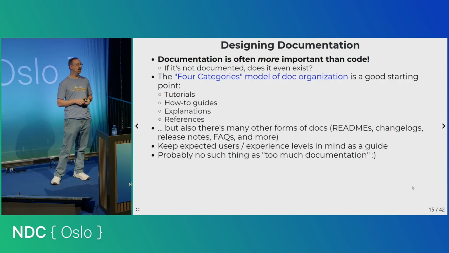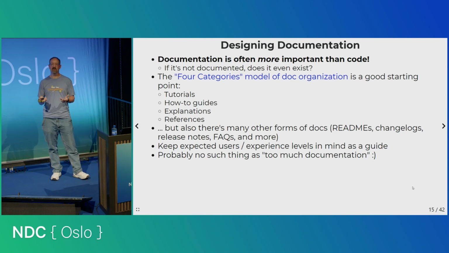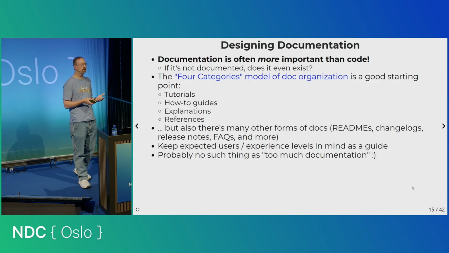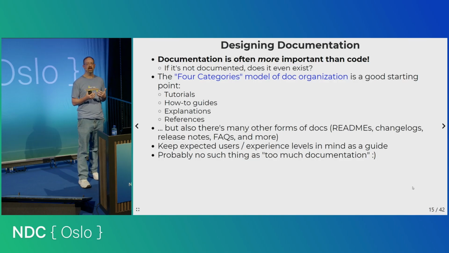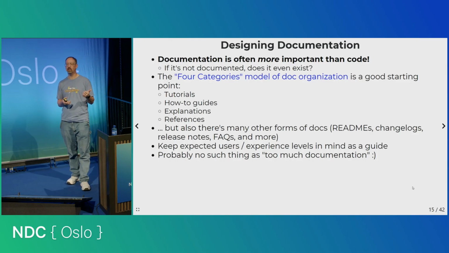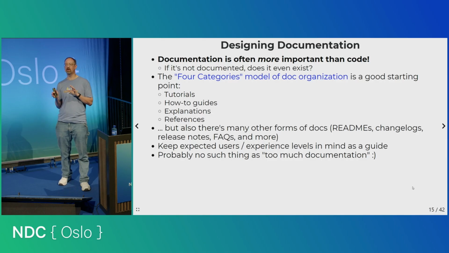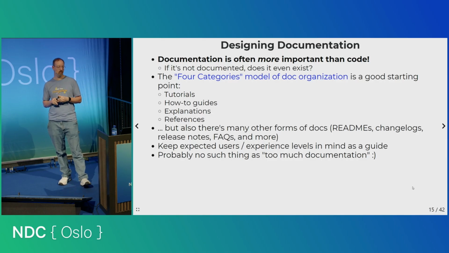I particularly like the four categories model of documentation, also known as Divio or Diataxis. It's not perfect, but it is a pretty good starting point. And it suggests that you should try to organize your documentation into four different categories. Tutorials teach users what a thing is and how to use it. How-to guides cover specific topics and answer certain questions.